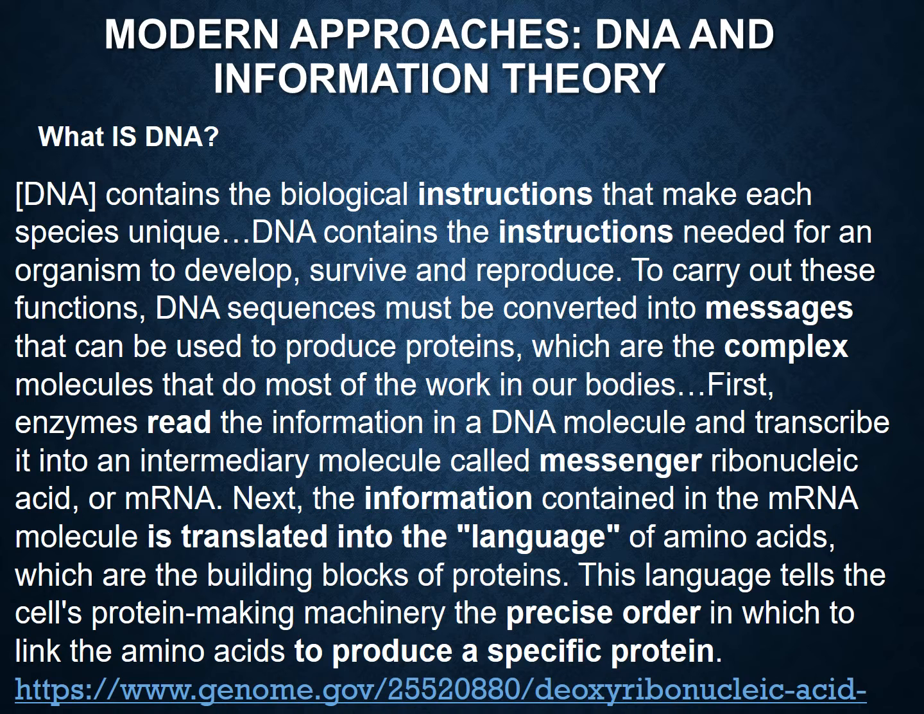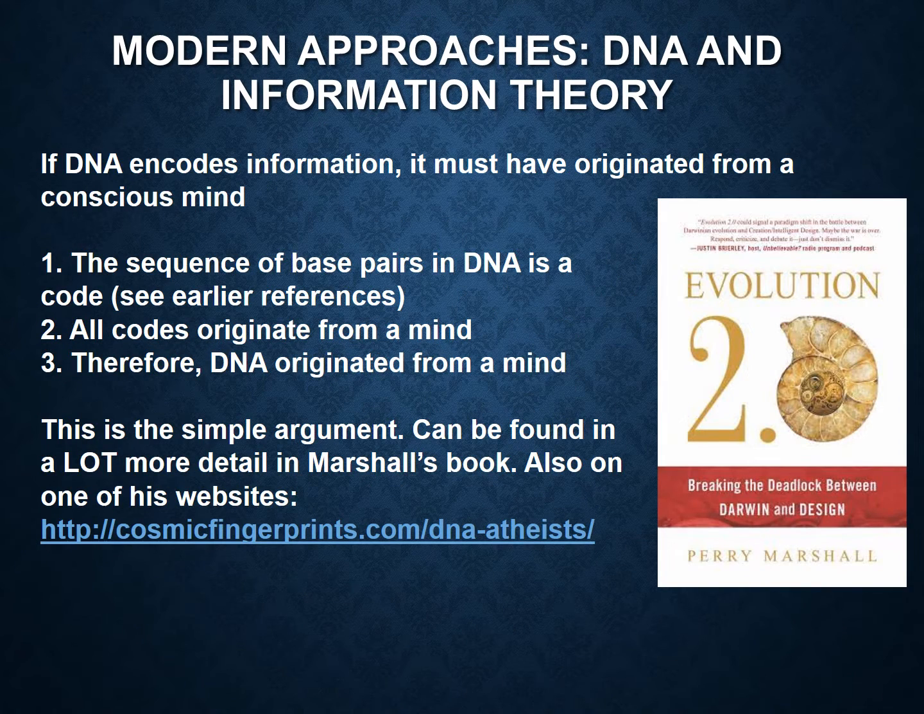And enzymes need to read the information in the DNA molecule and inscribe it into an intermediate molecule called messenger RNA. Next, the information contained in the RNA is translated into the language of amino acids, which are the building blocks of proteins. And so basically, the DNA argument is arguing for some kind of code, and this is talked about in the book Evolution 2.0 by Perry Marshall. This is the way he sets up the argument.